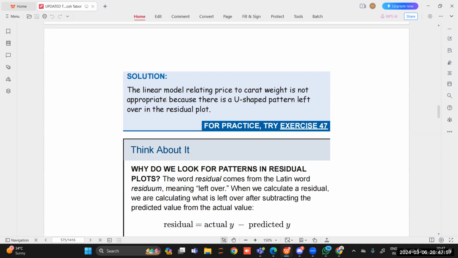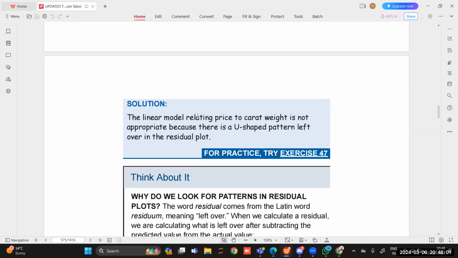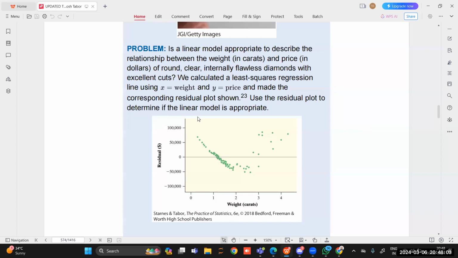So the linear model relating the price to carat weight is not appropriate because there is a U-shaped pattern left over in the residual plot. Yes or no? There must be a straight pattern. Yes, it is a U-shaped pattern here in this residual plot. Yeah, it's very U-shaped, so it is not appropriate. The residual plot is not appropriate. Okay, did you get this?